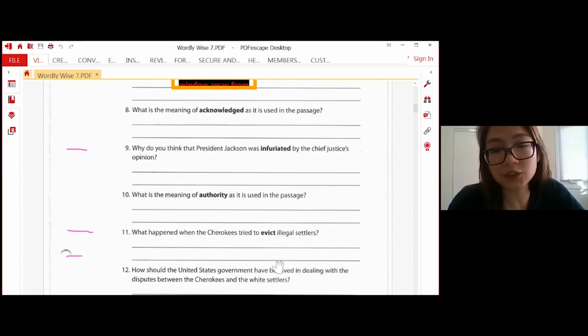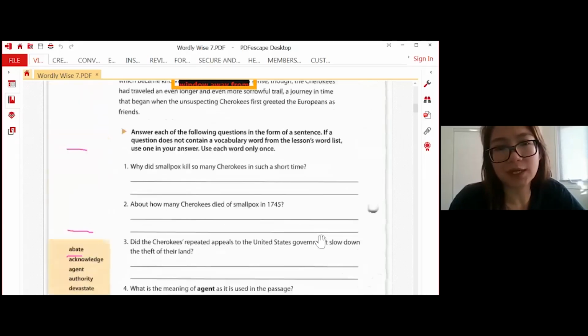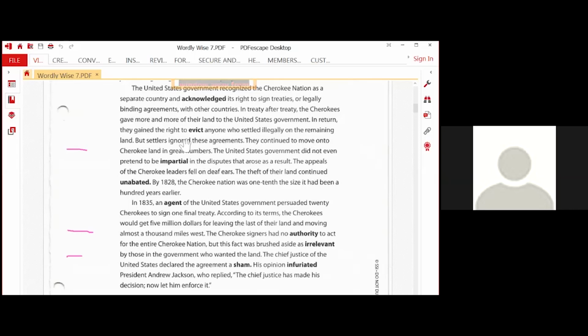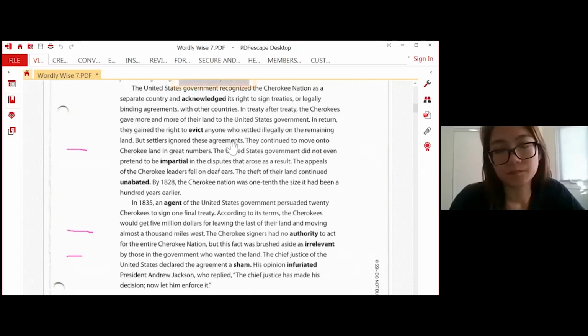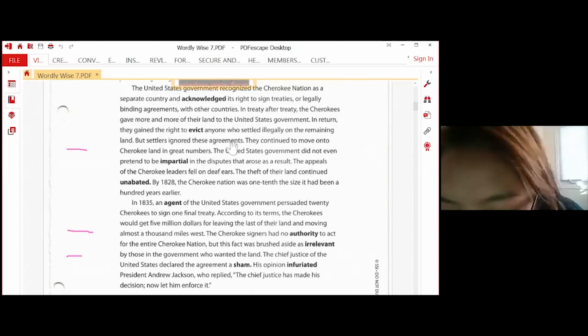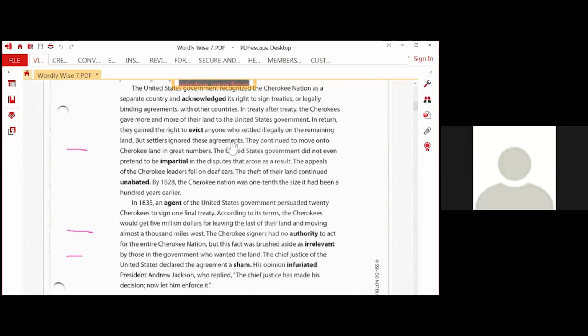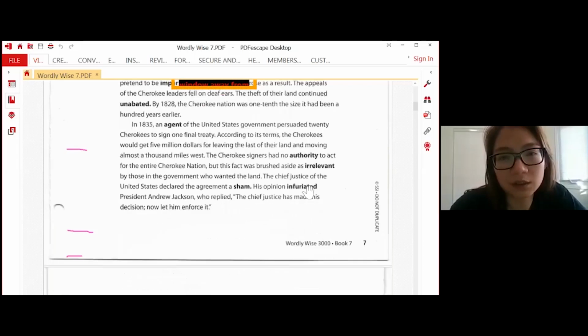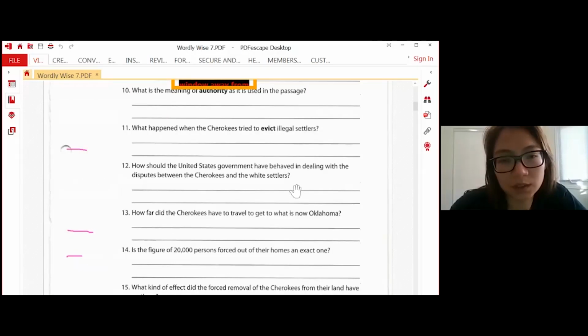Okay, what happened when the Cherokees tried to evict illegal settlers? David? What happened when they tried to evict? The illegal people kept coming back. Yeah, and it went unabated. Like they never stopped. They never stopped. Okay, they never stopped. They just kept coming back.